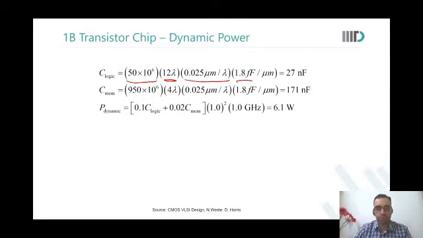Sir, what is this factor of 25 nanometers per lambda? That is, how much width do I associate with a lambda? One lambda, they say, is 25 nanometers. They've just given the formula for that.